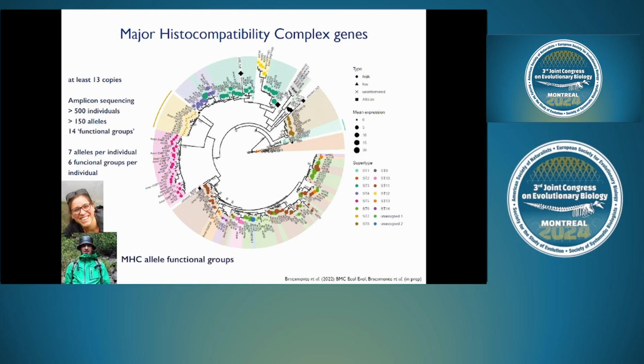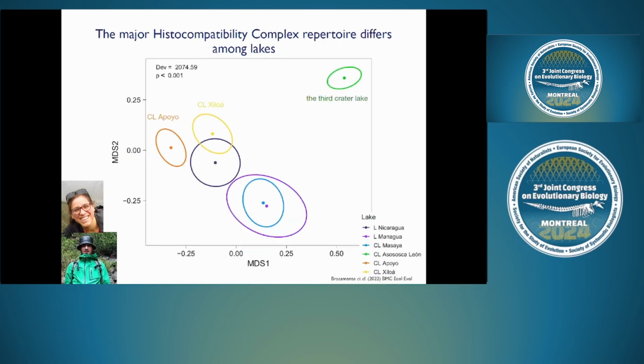So in cichlid fish, at least 17 copies have been described. We have 13 copies in this system, and we found good news, just a huge repertoire to adapt to different systems. The colors here show that the different alleles of MHC group in different functional groups, and we believe it will not be specific alleles, but more groups of alleles that will have a function. We see that the MHC repertoire is different in the different lakes. And the colors that I have highlighted here with names are these three lakes I have been mentioning.